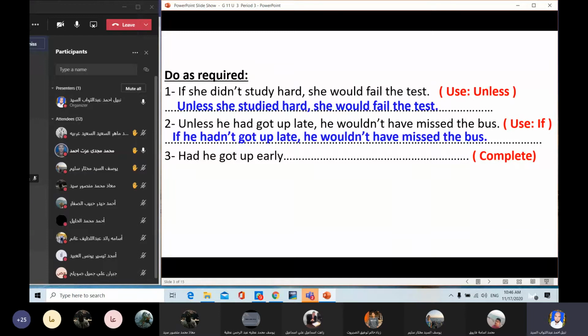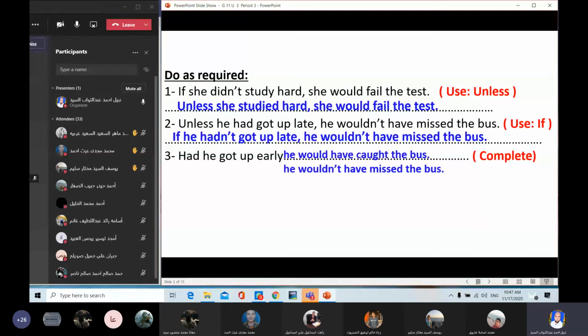He wouldn't have missed his bus. He wouldn't have missed the bus. This is what? This is third conditional, Muaz. Third conditional, because we have a past perfect. Had got. If he had got up early, he wouldn't have missed the bus.